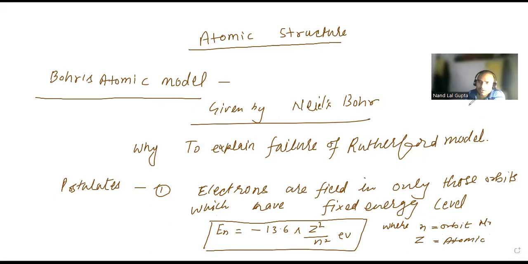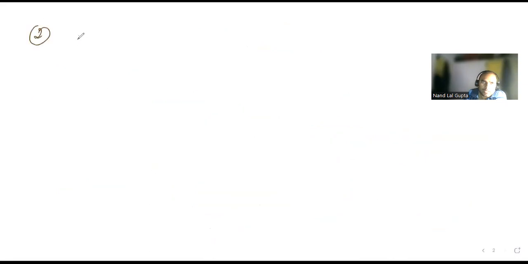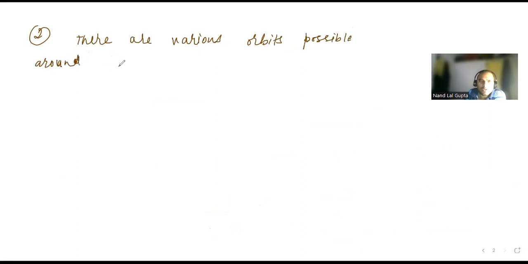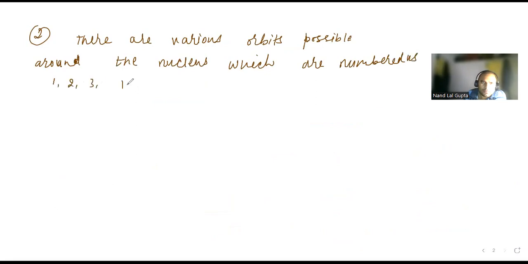Now let us understand the second point. There are various orbits possible around the nucleus, which are numbered as 1, 2, 3, 4, and so on, and symbolized as K, L, M, N, O, etc.